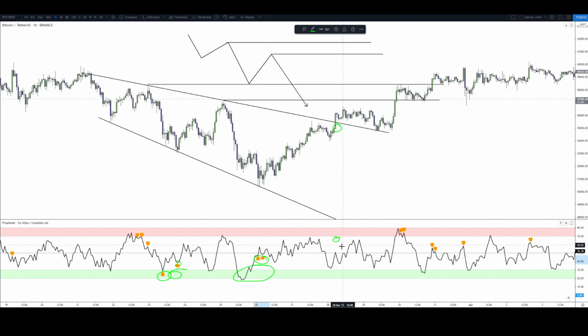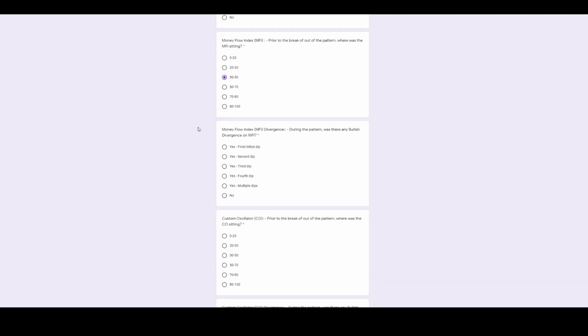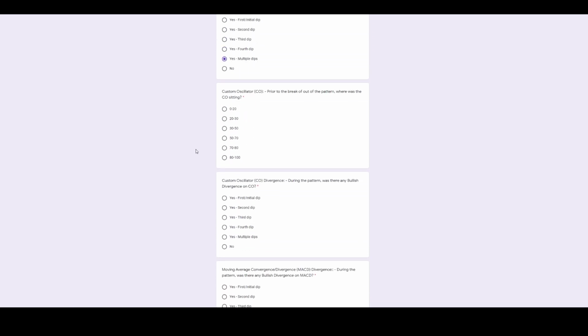Prior to breaking out, we were actually low, 30 to 50. That's a really interesting thing. Cool, something different for once. Usually they're all 50 to 70.